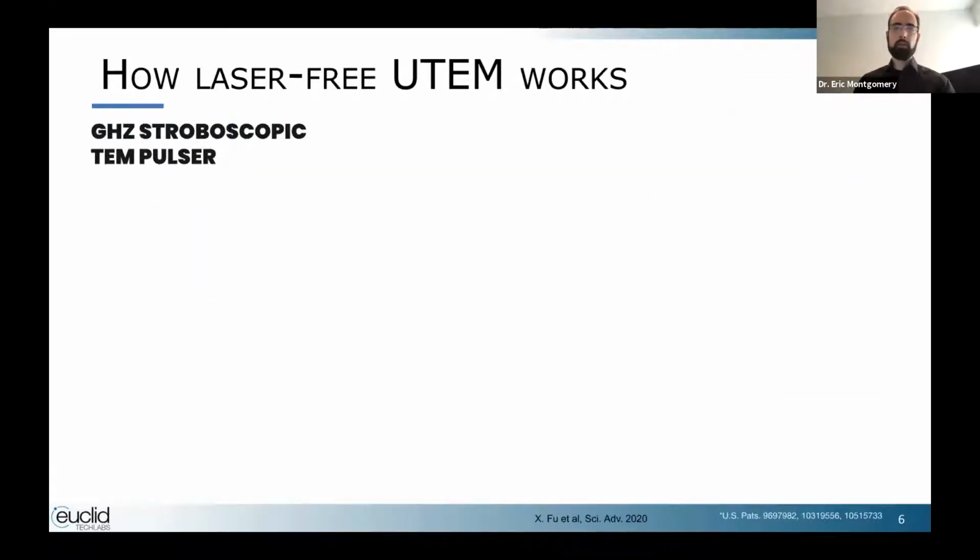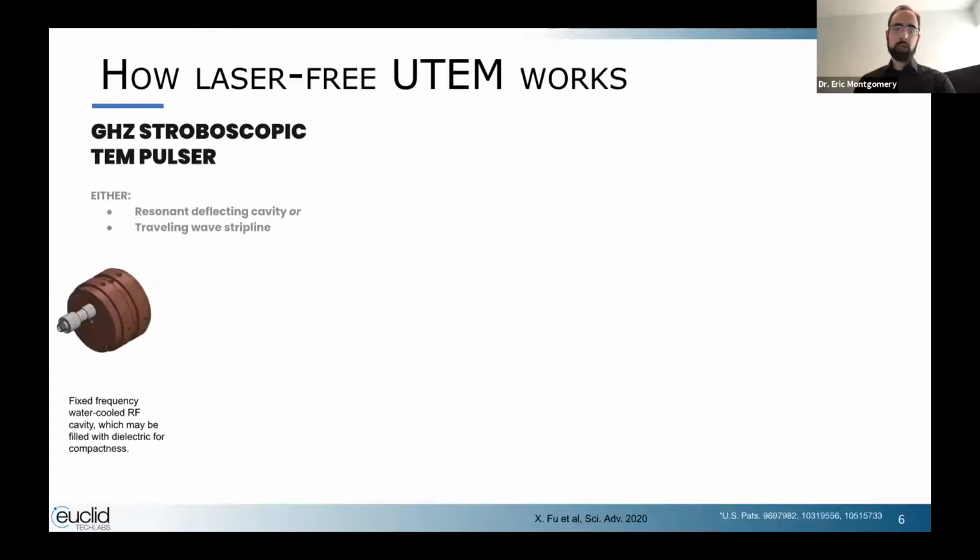So how does laser-free UTEM work? Maybe this is the first presentation where some of you have seen a UTEM approach without a laser, but the stroboscopic pulsar that we've been working on at Euclid Techlabs is one of a couple of flavors. You can do a radio frequency-based gigahertz pulsar with a resonant deflecting cavity or a traveling wave strip line. So let me show both of those.